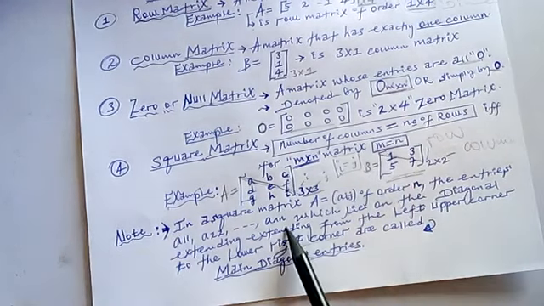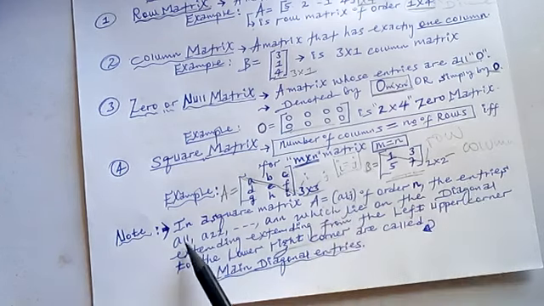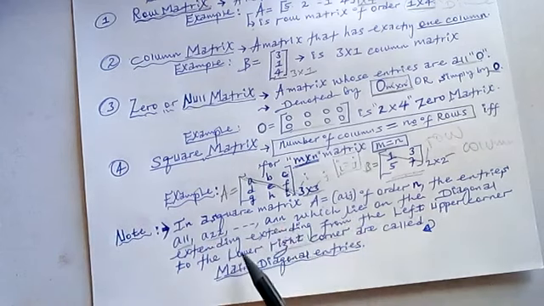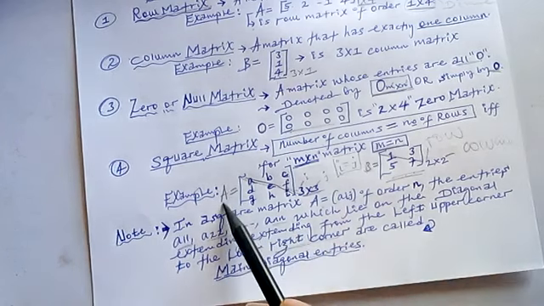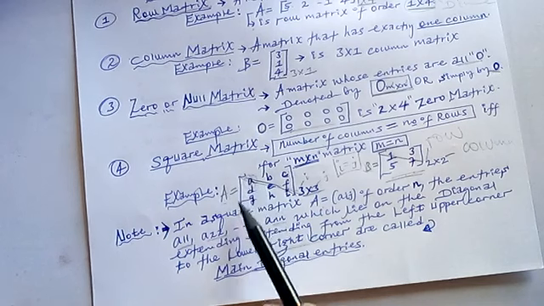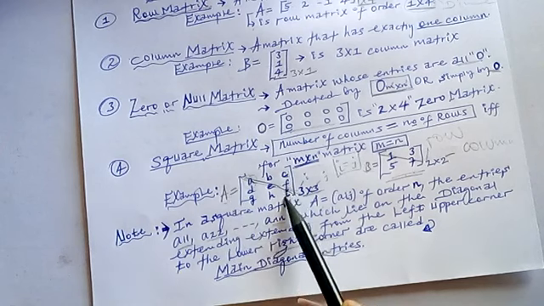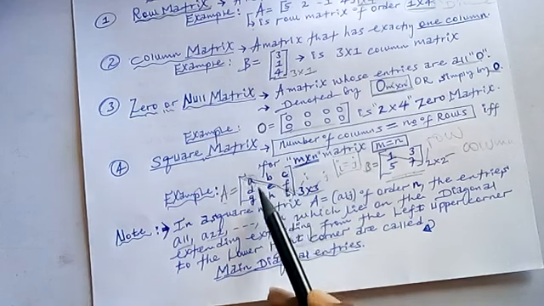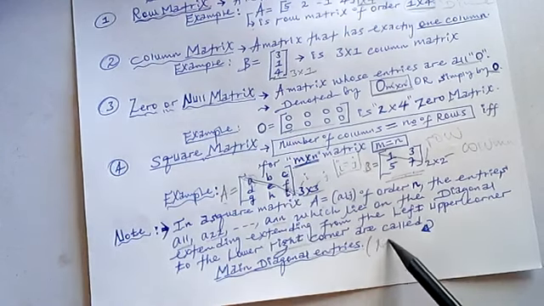Here the note says that for a square matrix A equal to Aij of order n, the entries A11, A22, up to Ann lie on the diagonal extending from the left upper corner to the lower right corner. In this matrix, the left upper corner is A and the lower right corner is I. Therefore, from A up to I, A, E, I are the main diagonal entries, or simply the main diagonal.